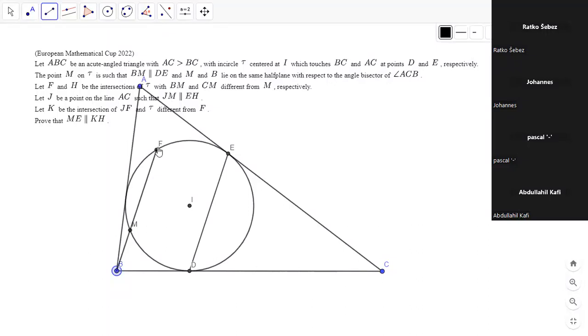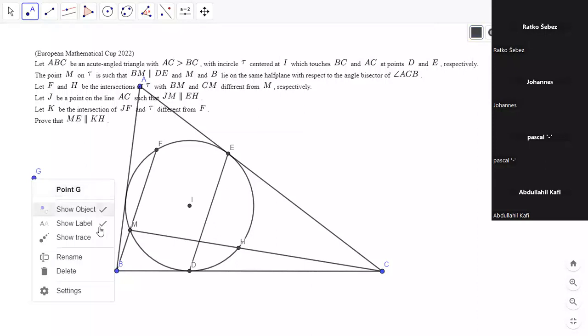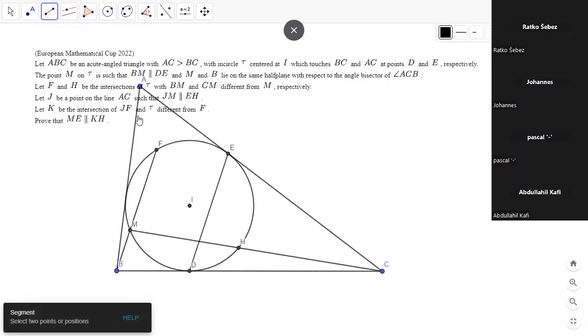Because that gives us an isosceles trapezoid. F and H are the intersections of that with BM and CM. Oh, they already did F, so I got lucky. This should be H, G, H. And J is on AC such that JM is parallel to EH.